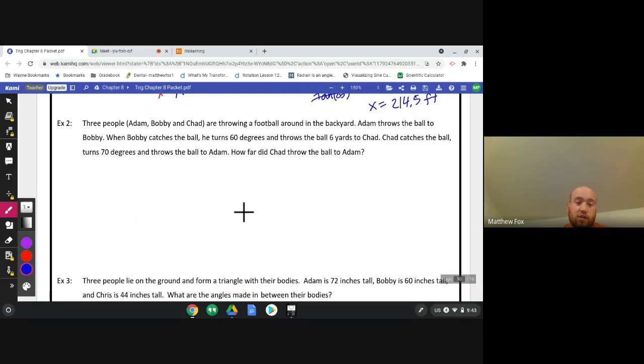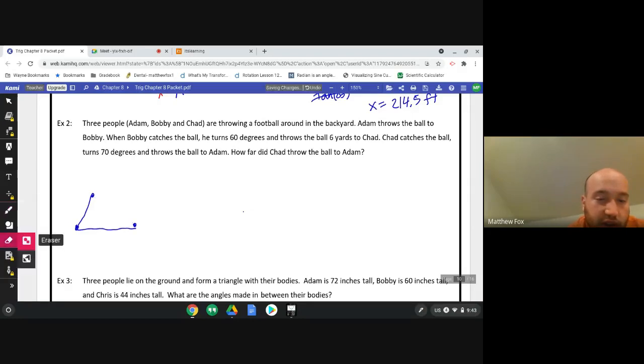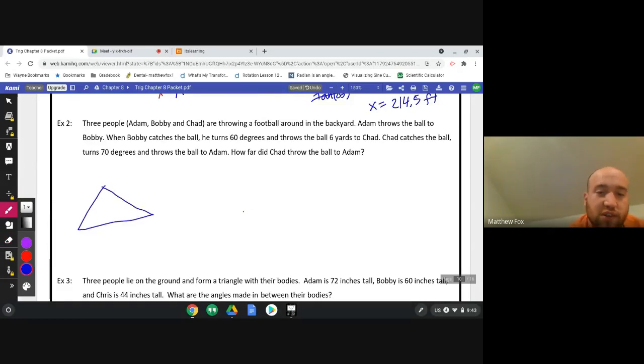3 people are throwing it around in the yard. It's not mandatory. They could be in a line, but unless you're playing monkey in the middle, if you're throwing it around, you're probably in some sort of triangle. Okay, now, we don't know the distances. We don't quite know how it's set up, but this triangle, let me redraw that actually. The triangle will be good enough for us, okay? It doesn't have to be perfect. It doesn't have to be drawn to scale.